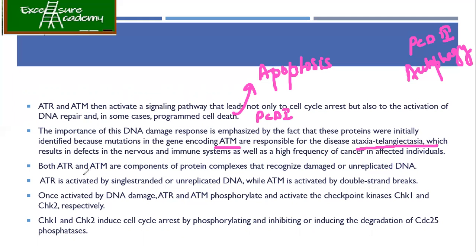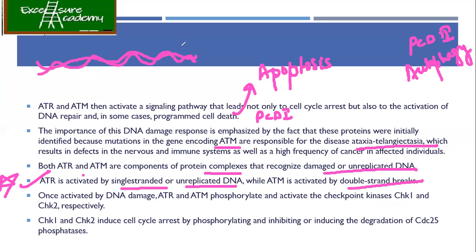So ATM and ATR are the protein complexes that recognize the damage of the unreplicated DNA. Once they get activated, they will also have their consequences. Now, this is important to remember. Star. ATR is activated by single-stranded or unreplicated DNA, while ATM is activated by double-stranded breaks. Now, you need to imagine how these proteins are actually working. See, you have got your DNA. So these proteins are actually like this.